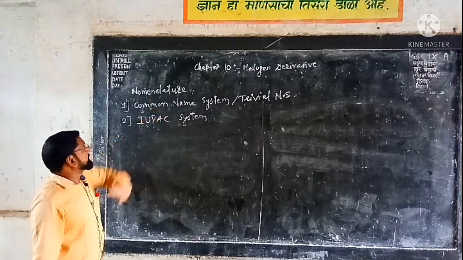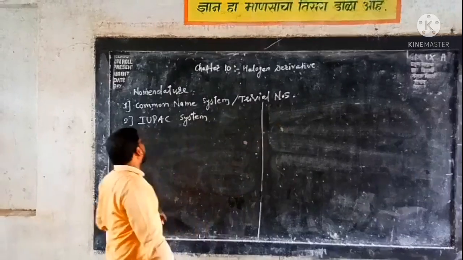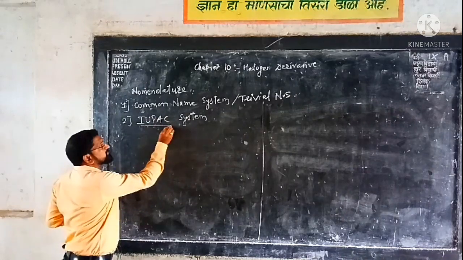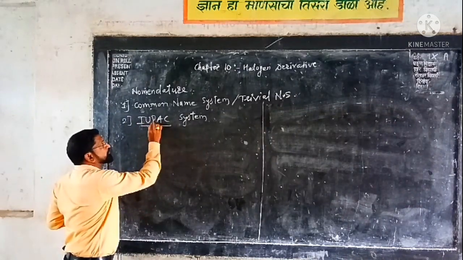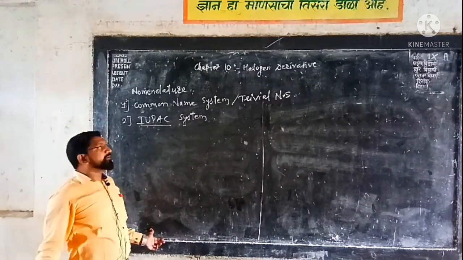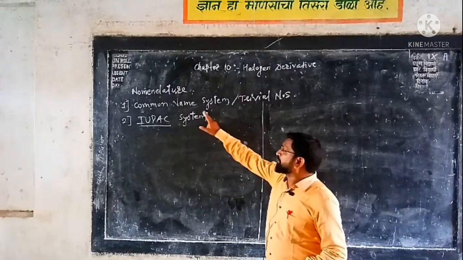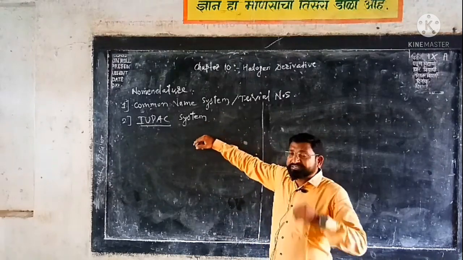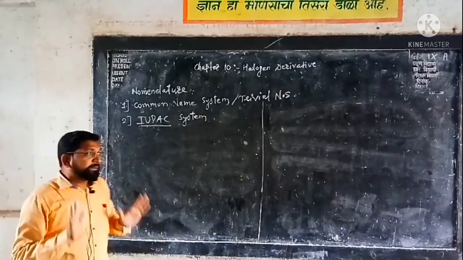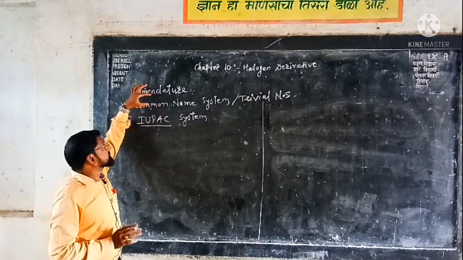Nomenclature. There are two types of nomenclature: the common name system, also called the trivial name system, and the IUPAC system. What is meant by the IUPAC system? This is the abbreviation: International Union of Pure and Applied Chemistry. That is called the IUPAC system. You might already know about the common name system. Right now we are not directly talking about the IUPAC system. For a moment, forget about the IUPAC system. We should discuss the common name first.